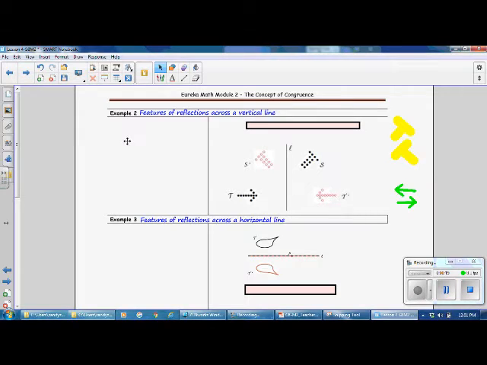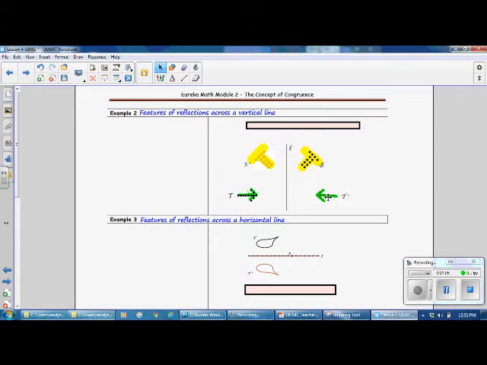Example 2. Features of reflections across a vertical line. If we reflect across a vertical line L, right here, then the reflected image of a right pointing figure, such as T, when we reflect it across line L, will now be a left-facing figure. Similarly, the figure T, which is a right pointing arrow, when we reflect it across line L, is no longer a right pointing arrow. Now it is a left pointing arrow.